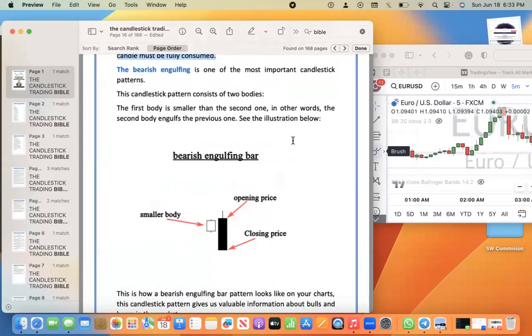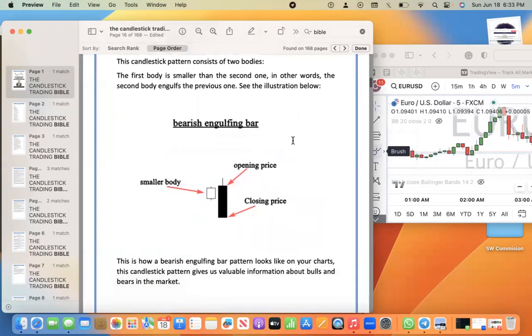So the bearish engulfing is one of the most important candlestick patterns, and it consists of two candlestick bodies. Right? So you guys can screenshot this. But pretty much what you'll see with the bearish engulfing pattern is this candle will be green and this candle will be red, right? The body of this candle will literally fully engulf this candle, which means the smaller candle can fit completely into the larger candle, right?